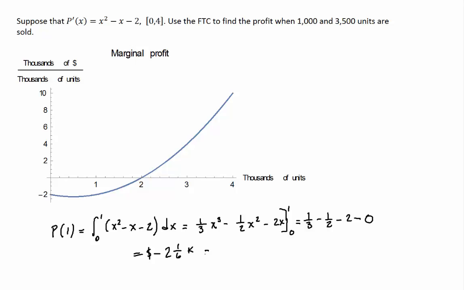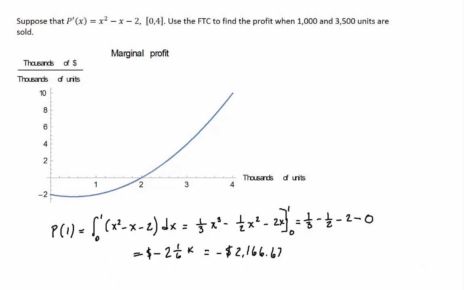Let's write it approximately, in that case, as negative 2,166 dollars and 67 cents. This is what makes sense in terms of money. We're talking about money here, so this would be the amount.